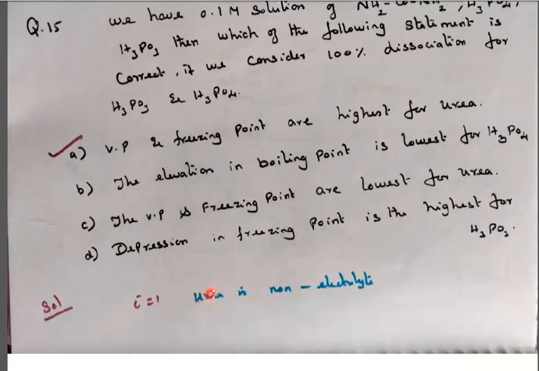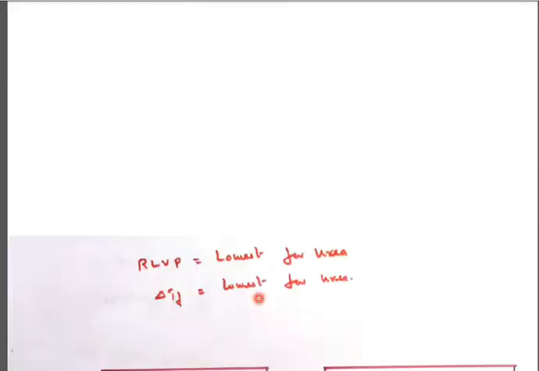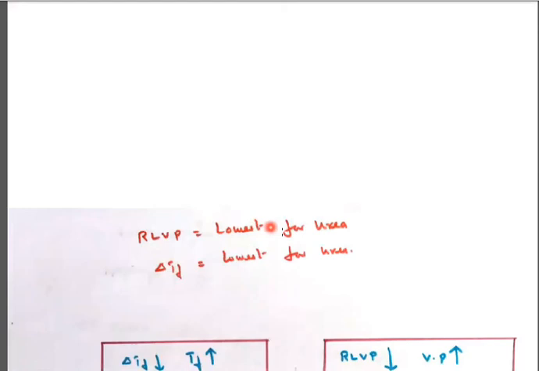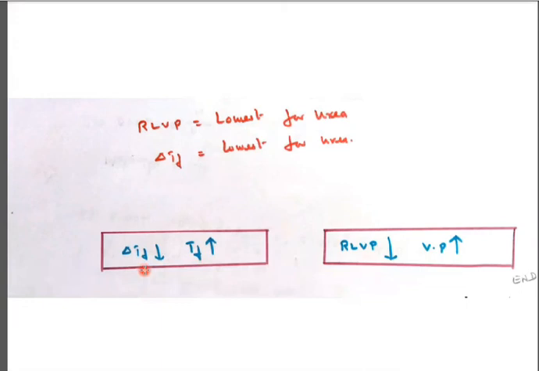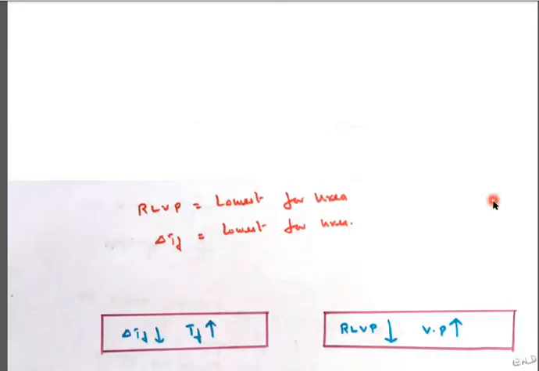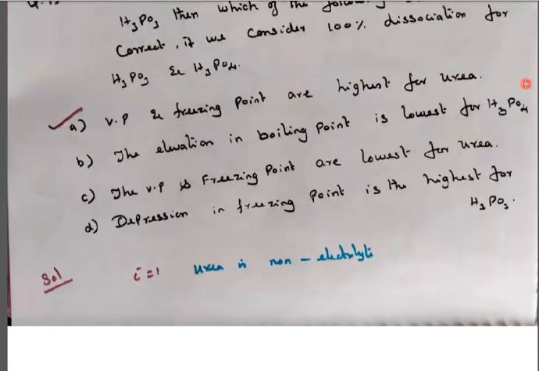For urea, i is equal to 1. Urea is a non-electrolyte, so the van't Hoff factor is equal to 1. So the relative lowering of vapor pressure is lowest for urea. ΔTf is also lowest for urea. If the depression decreases, the freezing point of the solution increases. So if the relative lowering of vapor pressure decreases, the vapor pressure increases. So urea alone will have the highest vapor pressure and freezing point.